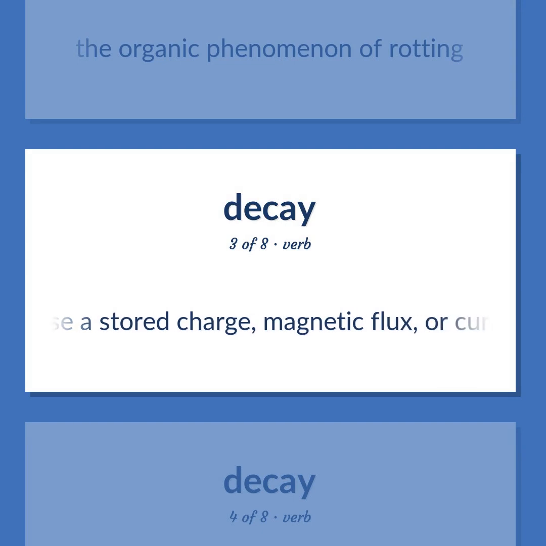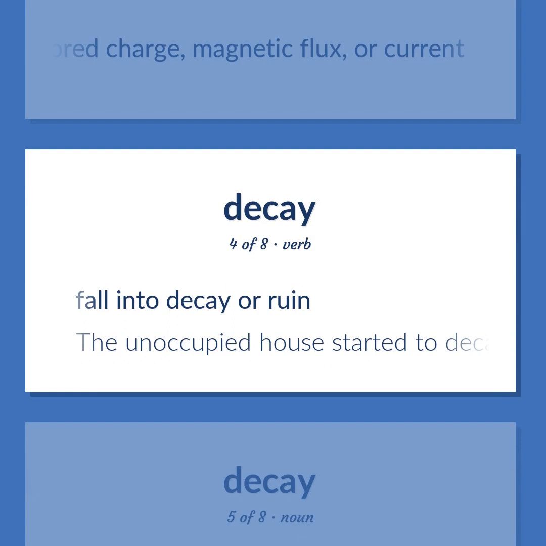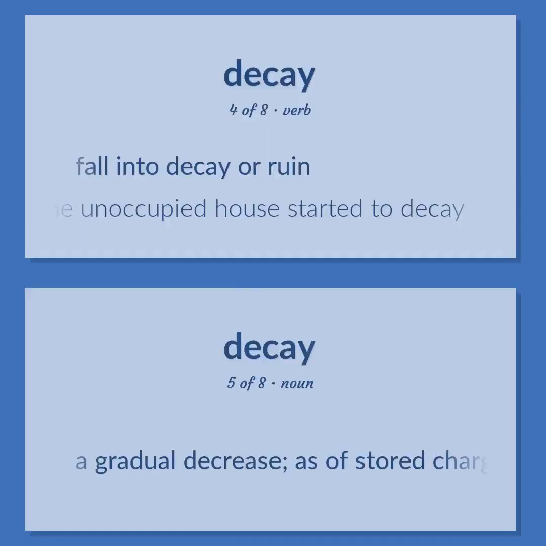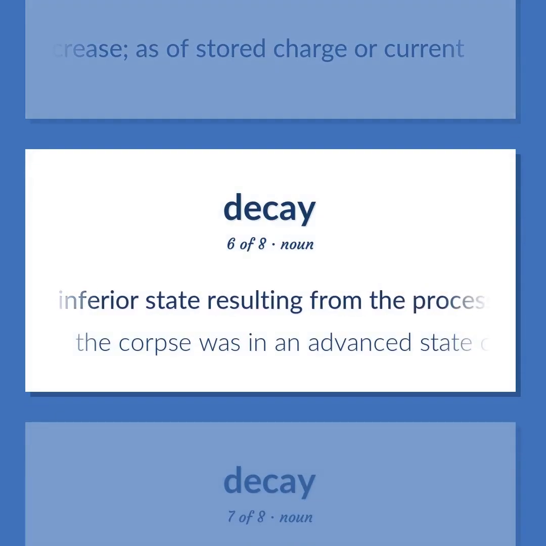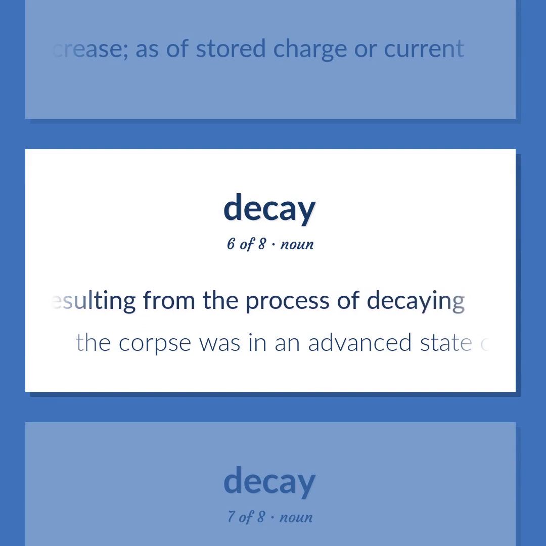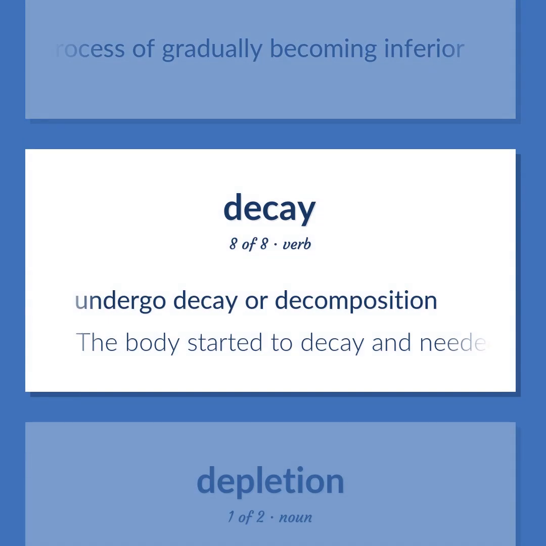Lose a stored charge, magnetic flux, or current. Fall into decay or ruin. The unoccupied house started to decay. A gradual decrease, as of stored charge or current. An inferior state resulting from the process of decaying. The corpse was in an advanced state of decay. The process of gradually becoming inferior. Undergo decay or decomposition. The body started to decay and needed to be cremated.